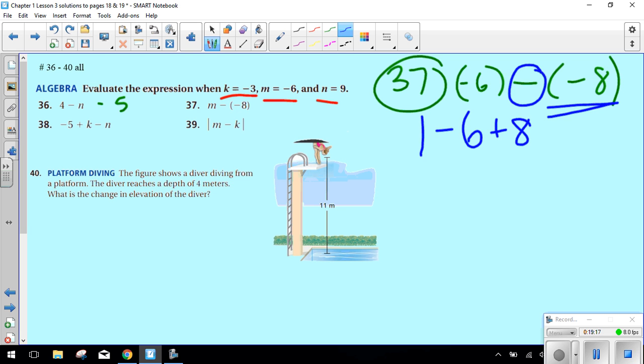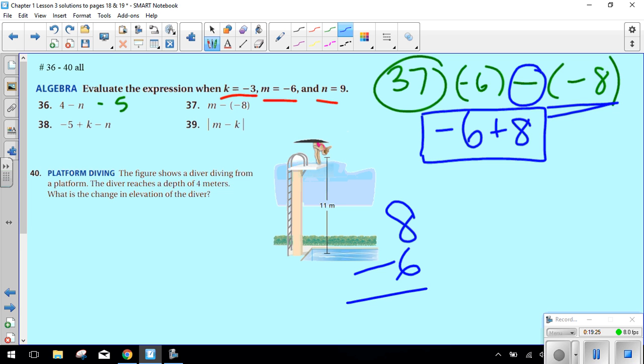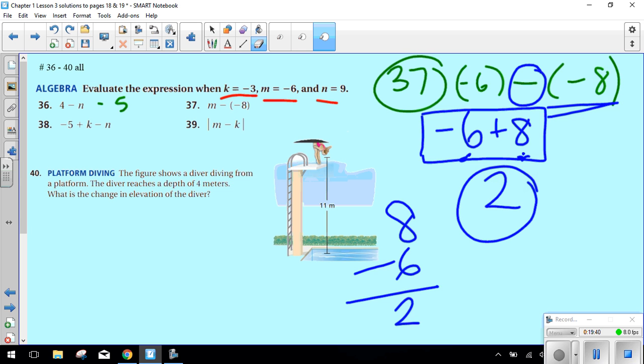So take a look at what we wrote in blue. This is what we are solving now. So -6 plus 8, since the signs are different, we subtract. 8 minus 6 is 2. Which gives you a bigger absolute value, the 6 or the 8? This will give me an answer of 6. This will give me an answer of 8. So my final answer is 2. Okay, remember, make sure you're copying all work.